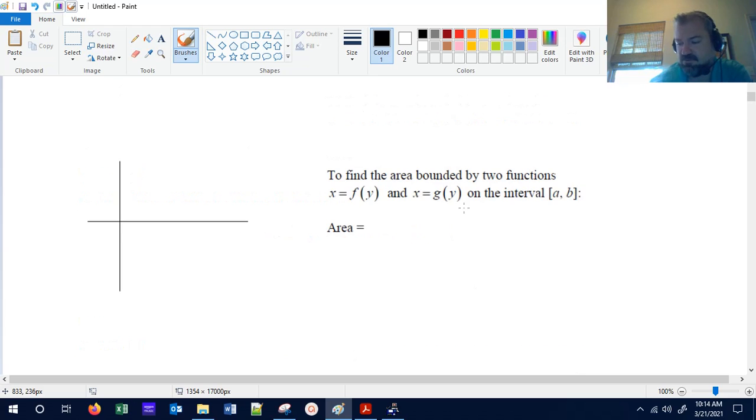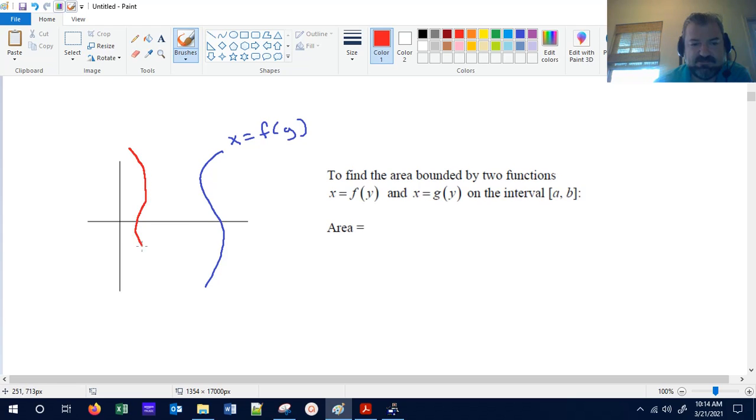Sometimes it's easier to work with y's. And sometimes we absolutely have to work with y's because the function can't be expressed in terms of x. So if x is a function of y, then we're talking about a graph that maybe doesn't even pass the vertical line test, but it would pass a horizontal line test. So this function here is x as a function of the y coordinate. And we can have another function over here that is x as a function of the y coordinate as well, and I'll call that g of y.